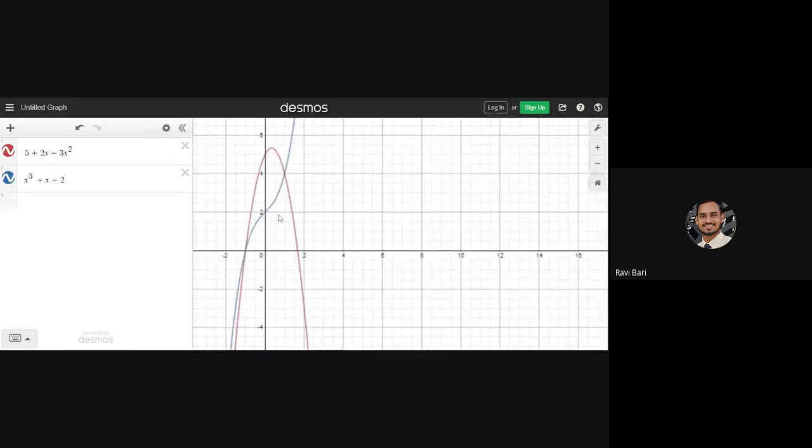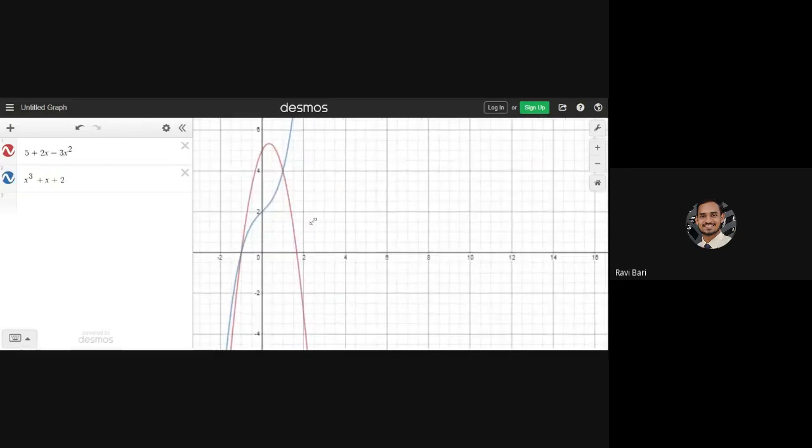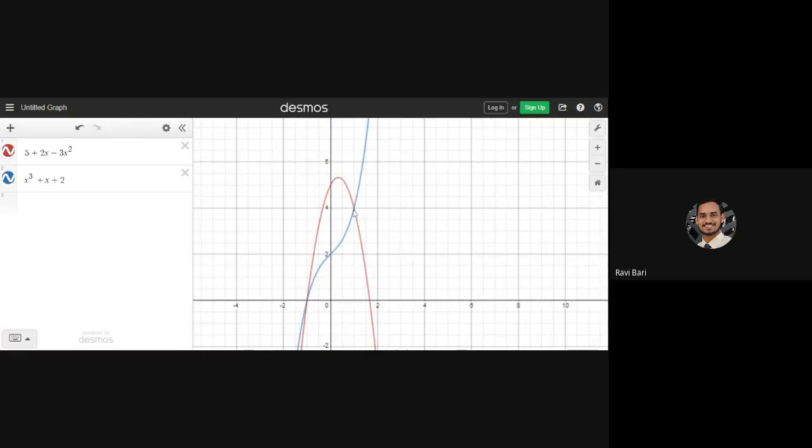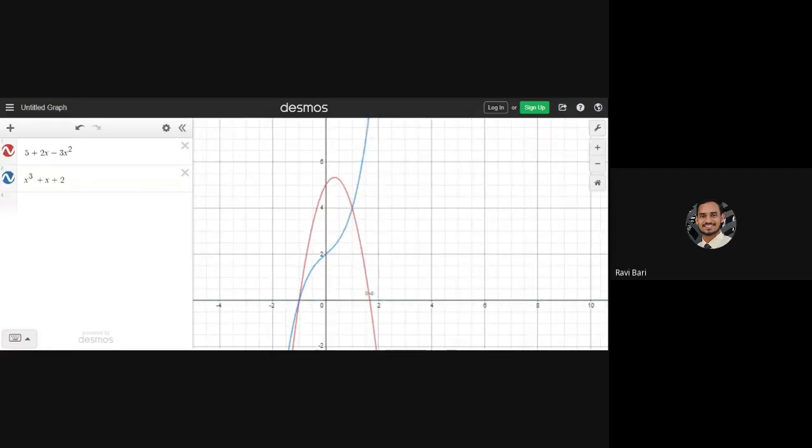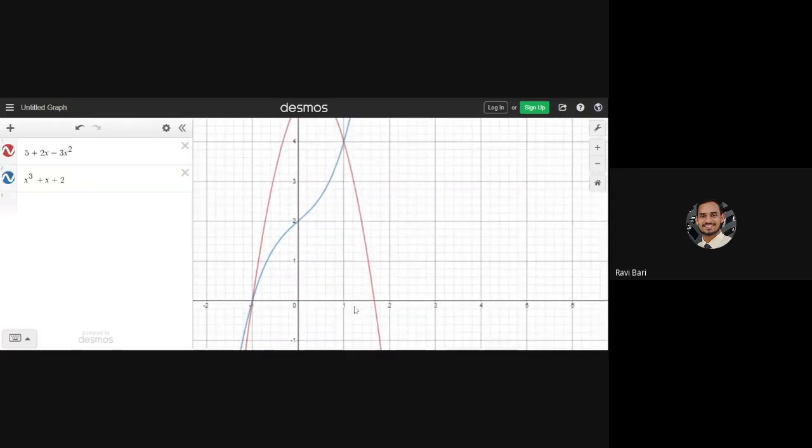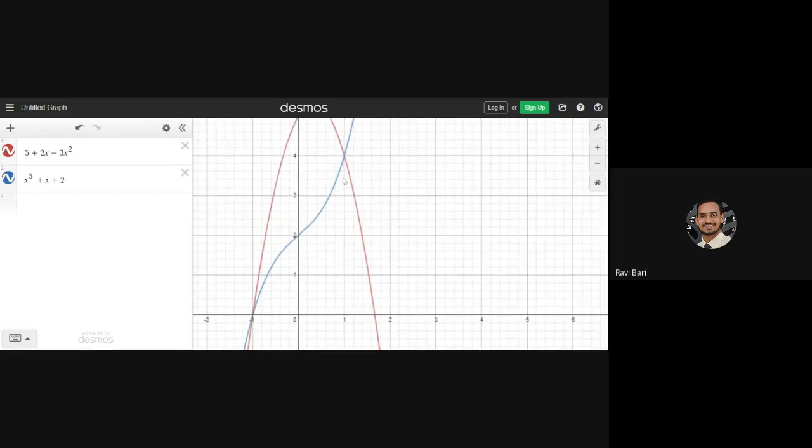See here where they are meeting, at this point. So here, 1 comma 4. So at 1 they are meeting. The supply curve and the demand curve meet at the point 1. Anything you want to ask at this point?